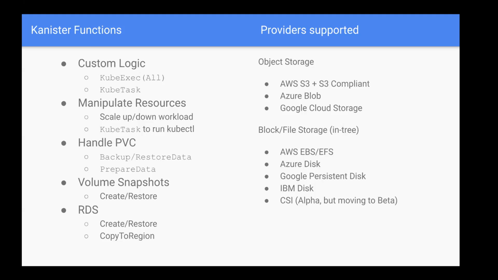We also have helpers that help you manipulate resources. Although we're not backing up the configuration directly, often as part of workflows you'll have to modify the resources. So you might scale them up, scale them down. You might have to run arbitrary kubectl commands to modify their contents as well. Of course, in data protection, you have to work with volumes, and so we have a bunch of handlers for PVCs. I'll talk about the things we support there in a little bit. But basically, you can back up and restore data to object storage from a PVC.